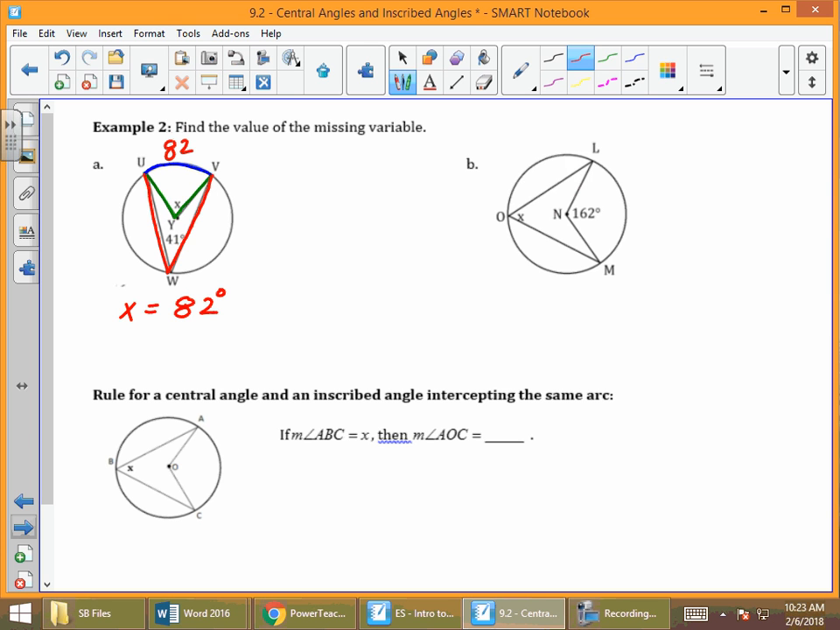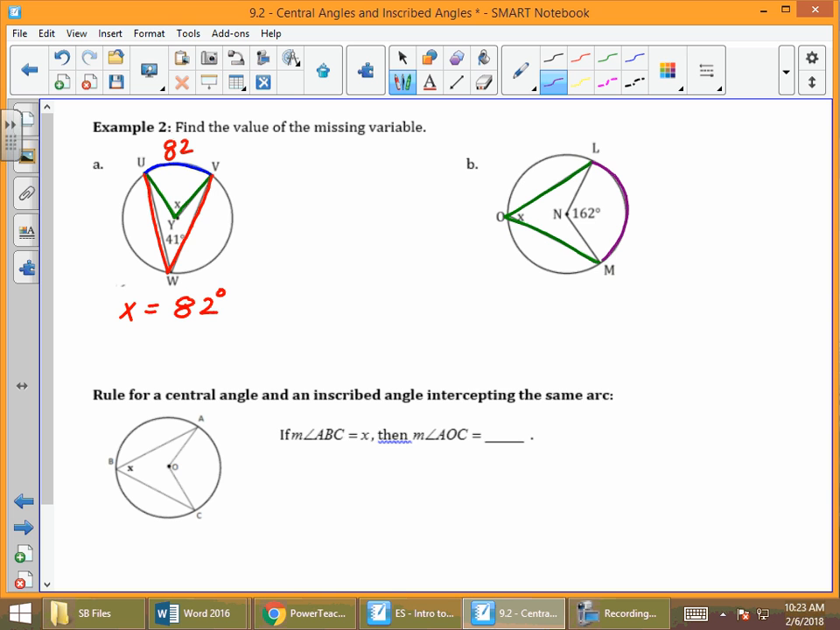Okay. Same kind of concept with B. Here's our angle. Whenever my angle is missing, I look at my arc in between, and there's nothing. It didn't give me that arc measure. So I have to use the other information in that diagram to find the arc.